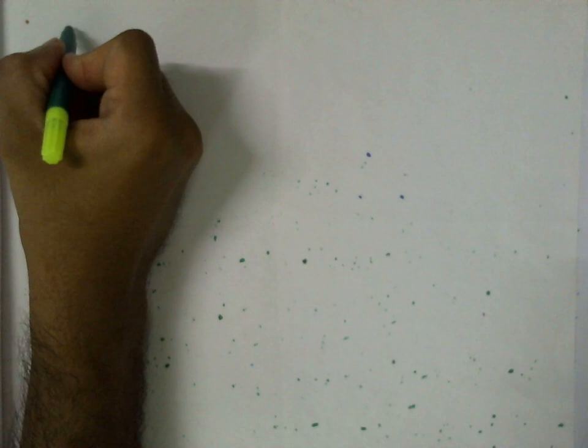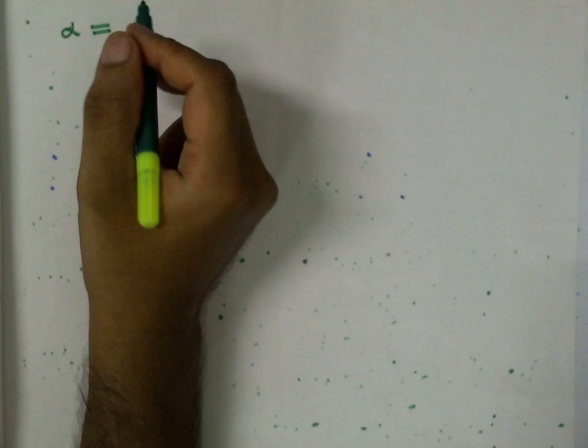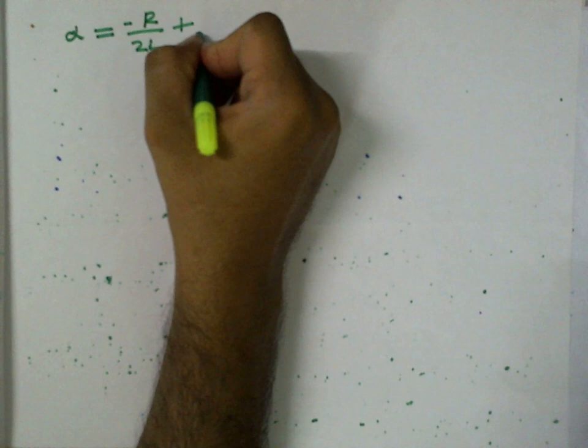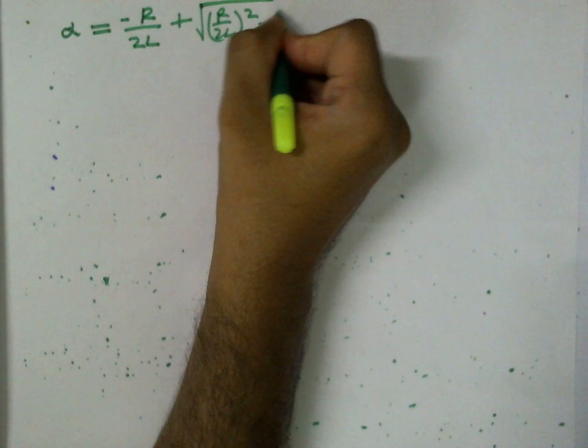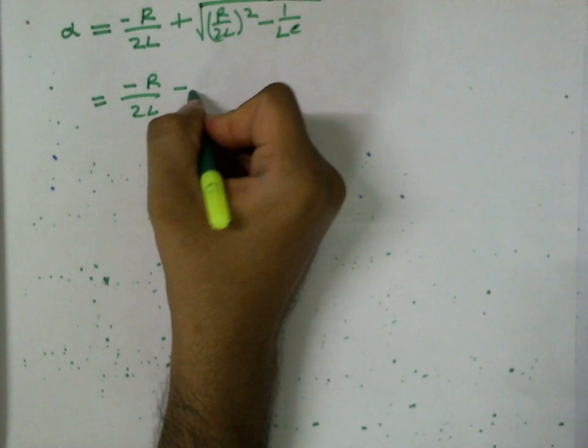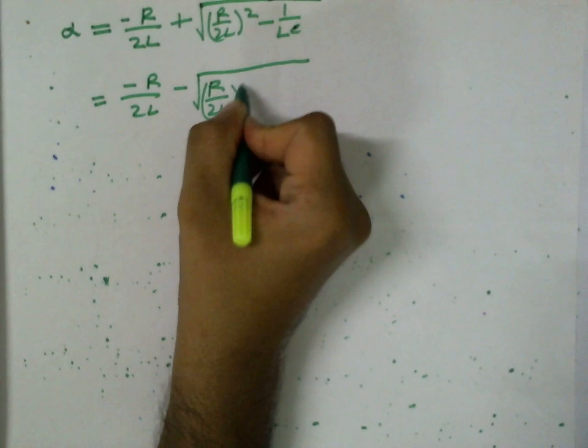So we see that alpha can have two values. One possibility is minus R by 2L plus root over (R by 2L) whole square minus 1 by LC. And the other possibility is minus R by 2L minus the same thing, root over (R by 2L) whole square minus 1 by LC.